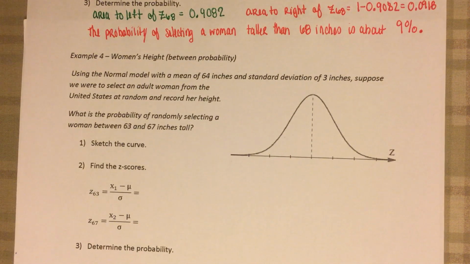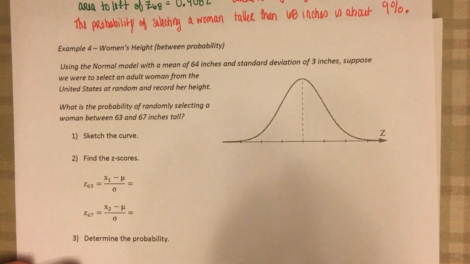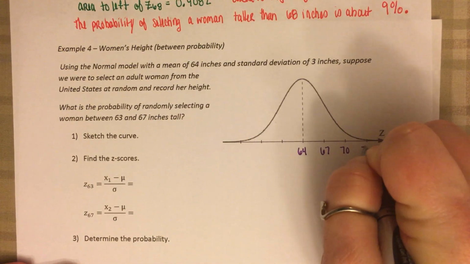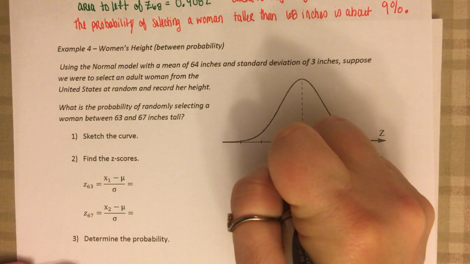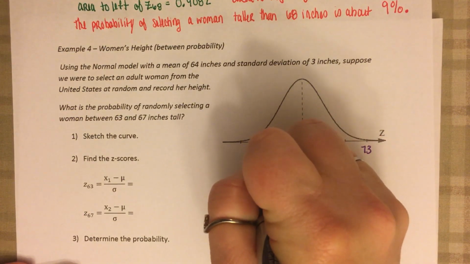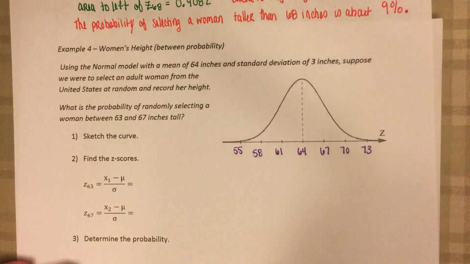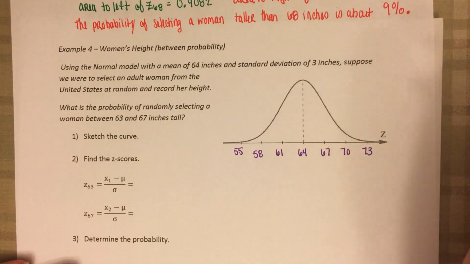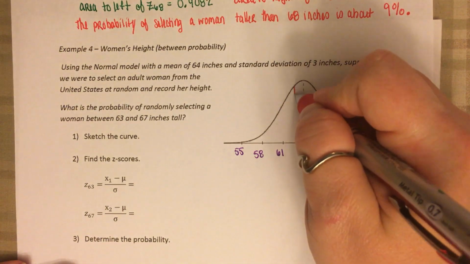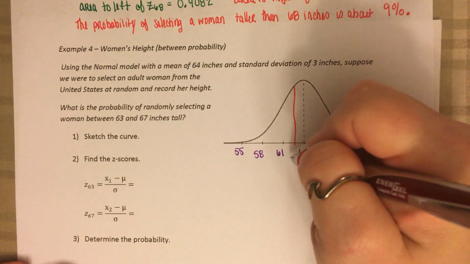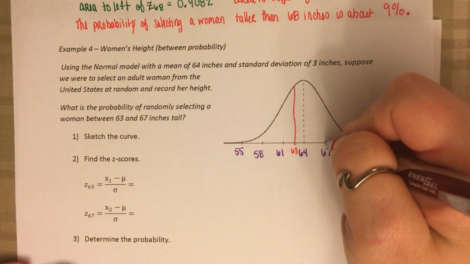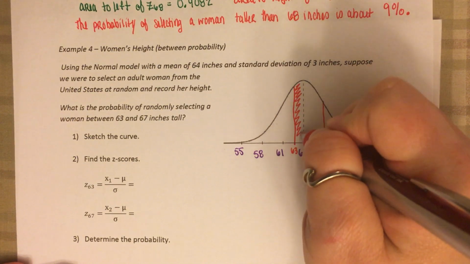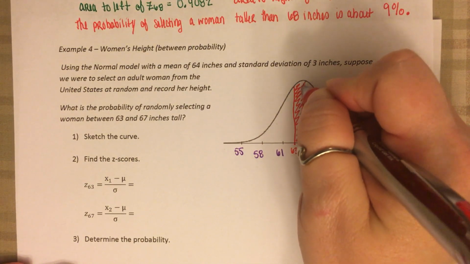All right, so we're going to work through one more example using the same normal model. So we're going to have our 64, 67, 70, 73. Working the other way, 61, 58, and 55. This time we are asked, what is the probability of randomly selecting a woman between 63 and 67 inches tall? So we're going to guess here about where 63 inches would be. 67, we can draw a nice vertical line straight up from there. And then we're going to shade in our area in the center.